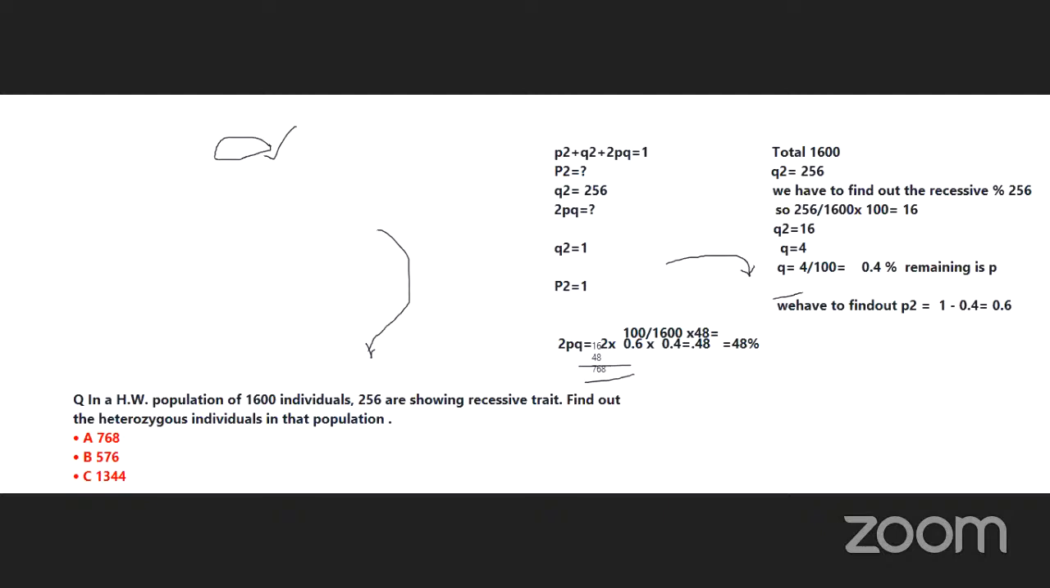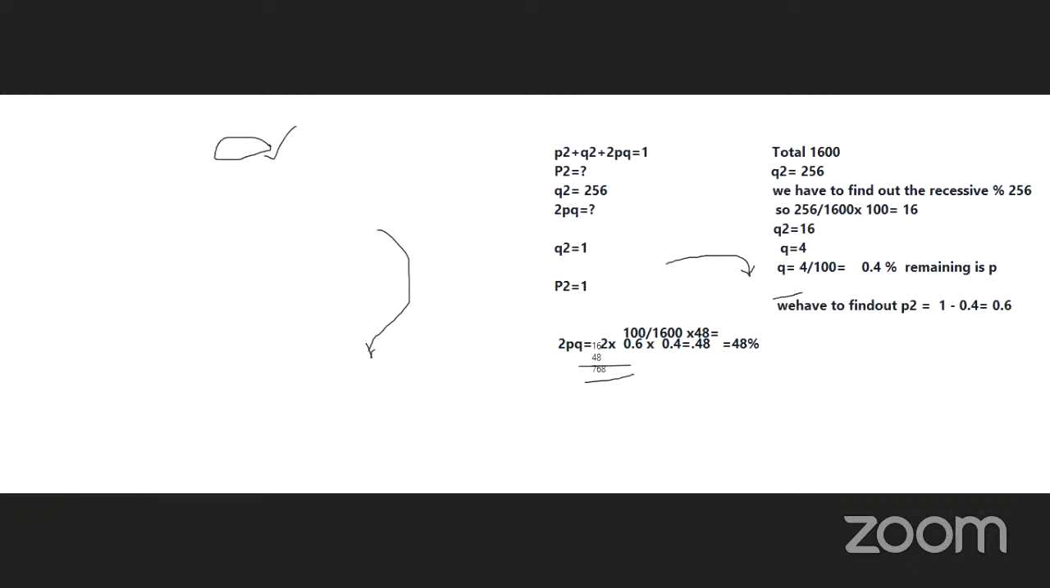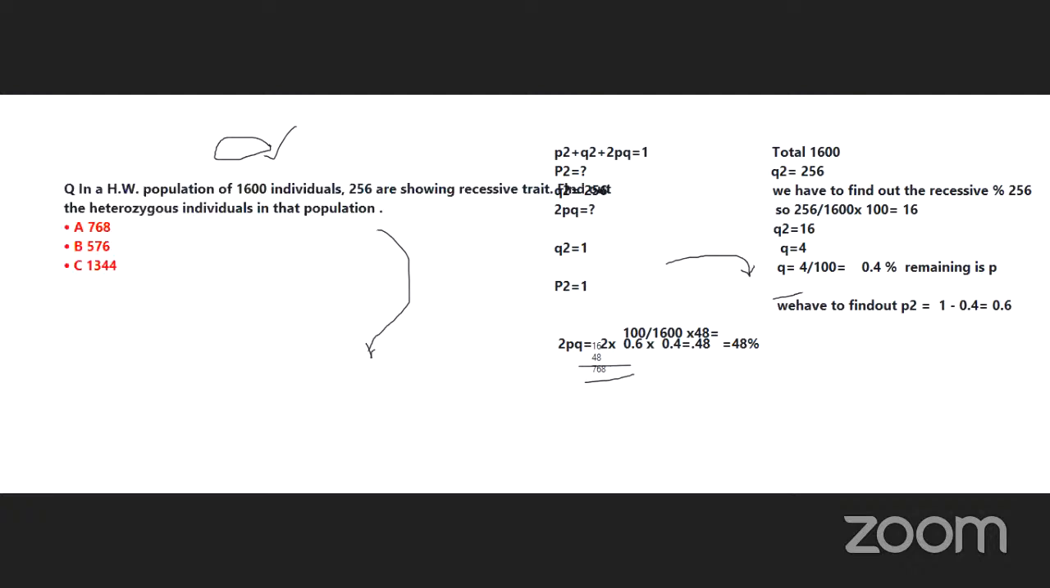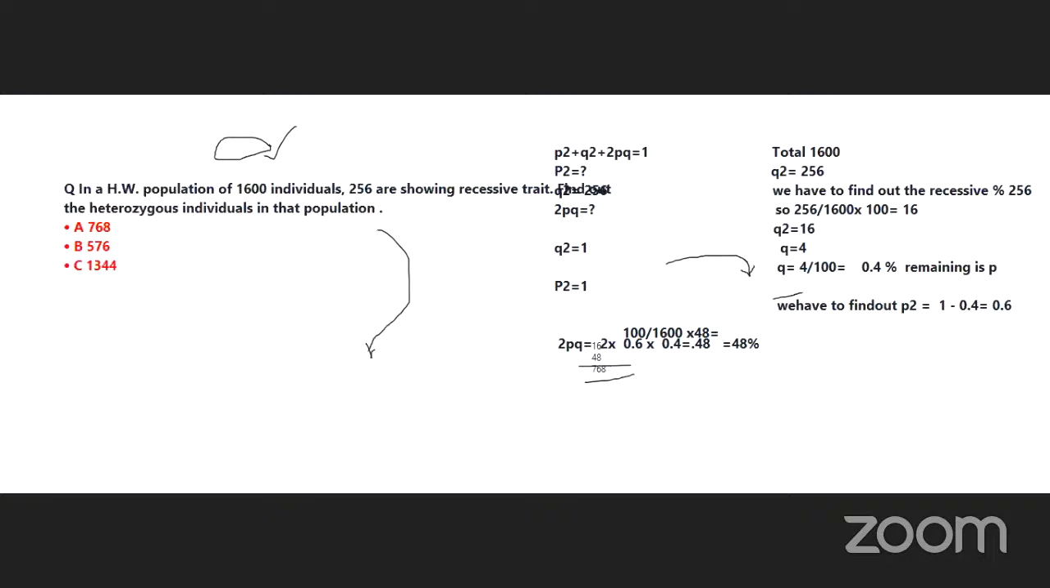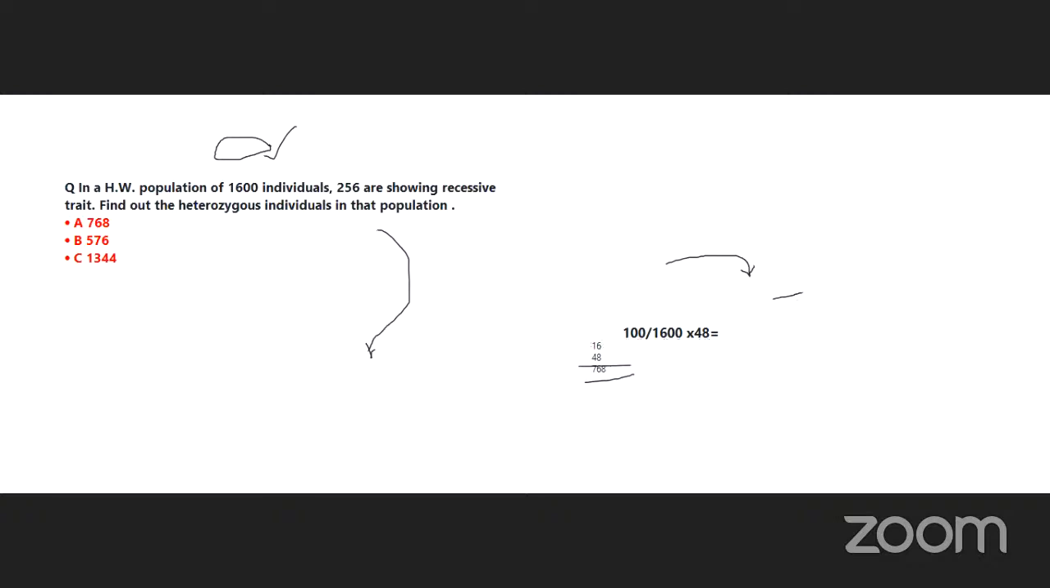Okay, so here we have to find out the heterozygous condition. What is the meaning of heterozygous? It is 2pq. See the formula given here. These are the options given here. So this is the question. So here we are going to find out how the answer comes.